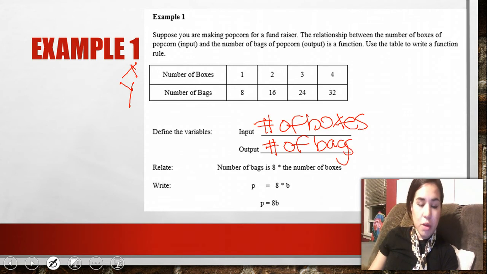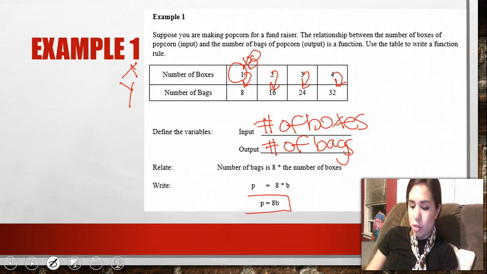So the number of bags is 8 times the number of boxes. How did they get that? They saw that 1 times 8 ended up giving them the answer to the number of bags. So they wrote their equation as P equals 8 times B.